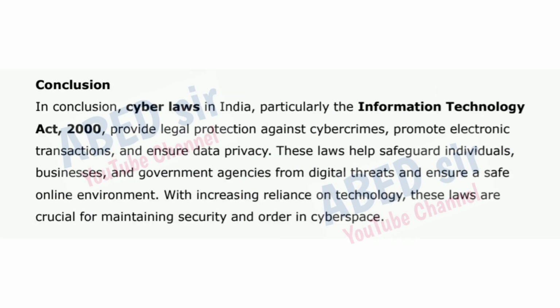reported. Conclusion. In conclusion, cyber laws in India, particularly the Information Technology Act 2000, provide legal protection against cybercrimes, promote electronic transactions, and ensure data privacy. These laws help safeguard individuals, businesses, and government agencies from digital threats and ensure a safe online environment. With increasing reliance on technology, these laws are crucial for maintaining security and order in cyberspace.